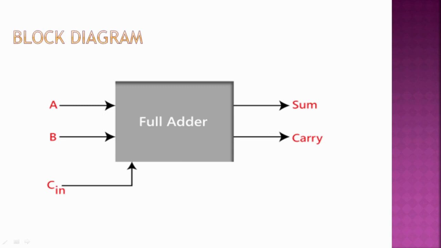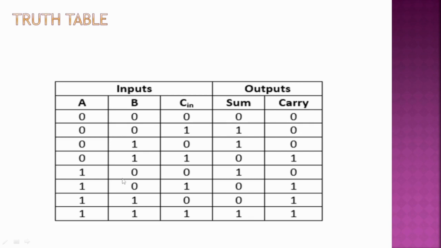This is the block diagram of full adder. So A, B, C, we will have three input variables to get an output as sum and carry. This is the truth table of full adder. A, B, C are three input variables.